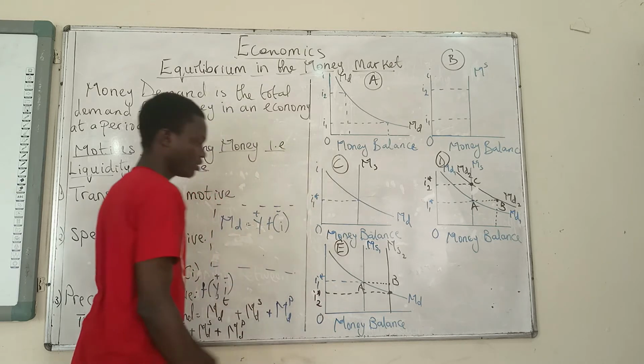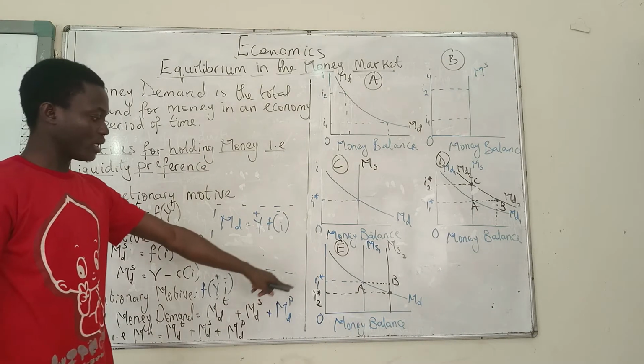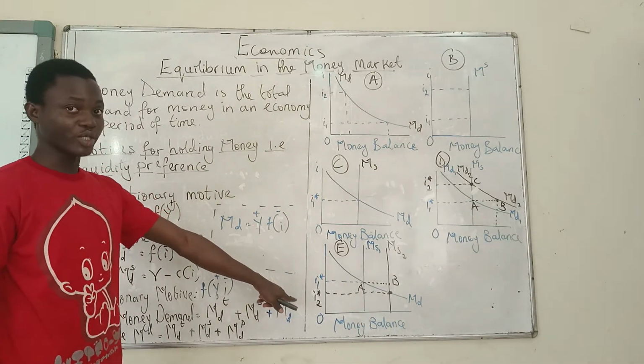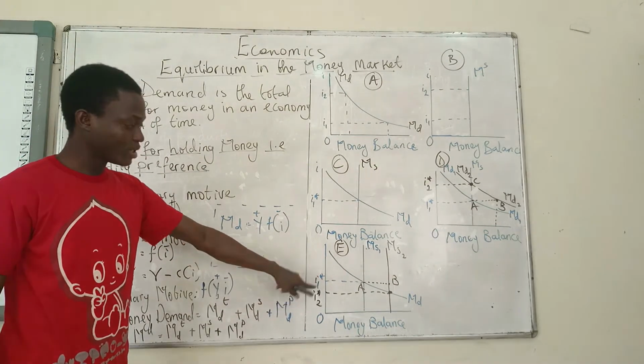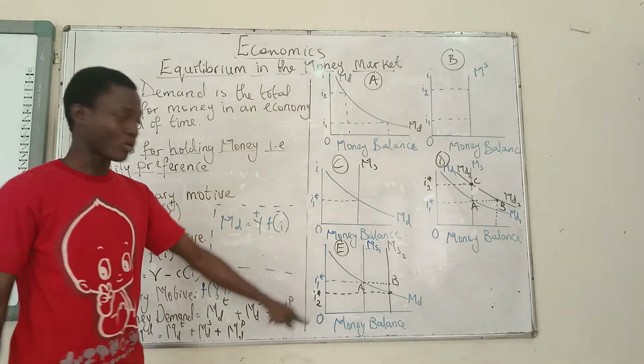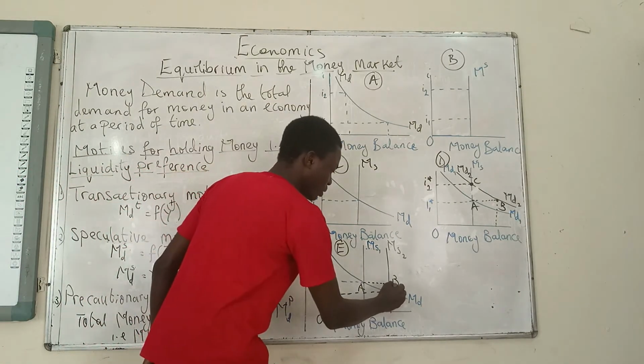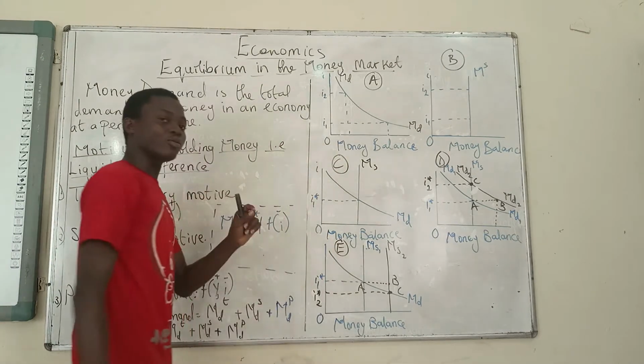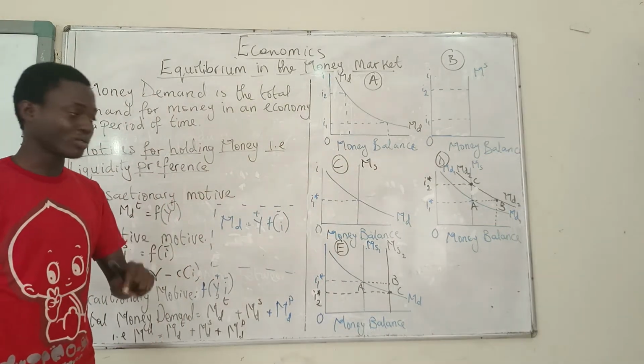So there's going to be a lower equilibrium interest rate from what it was initially. So the equilibrium interest rate will fall. So this is point C, simply because money supply has increased when money demand did not increase.